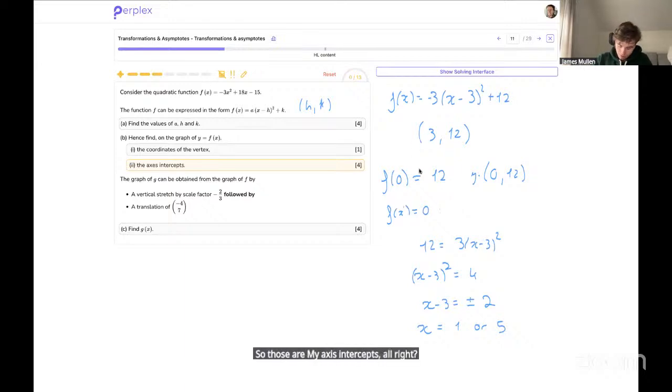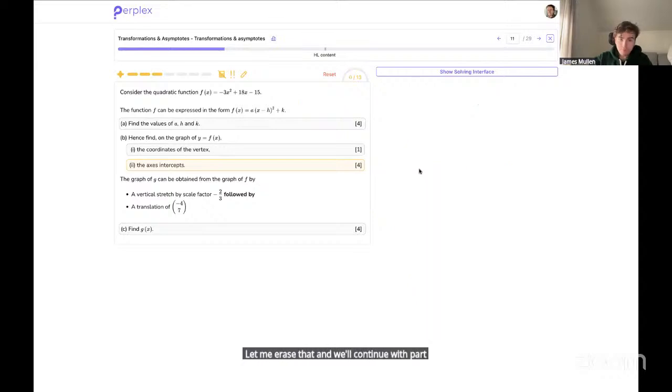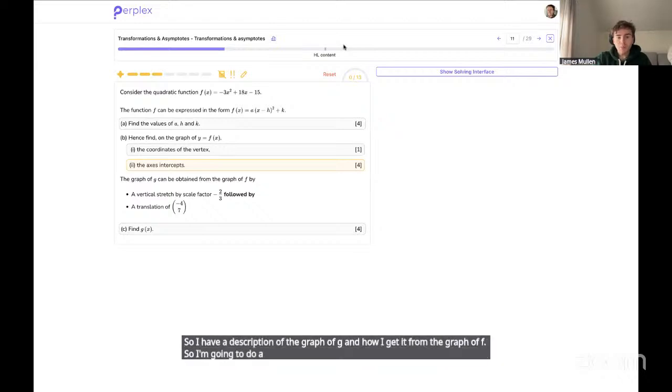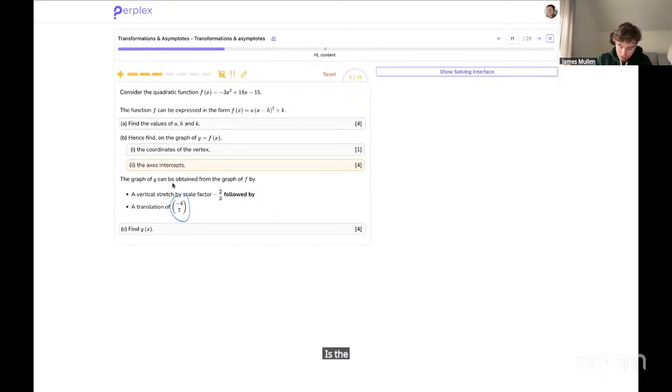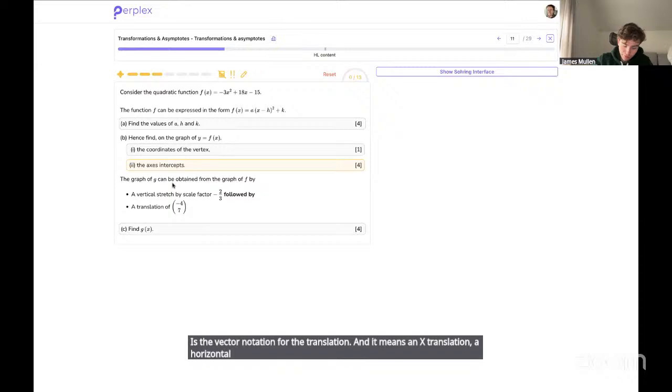Let me erase that and we'll continue with part C. So I have a description of the graph of g and how I get it from the graph of f. So I'm going to do a vertical stretch by a scale factor negative 2 over 3, followed by a translation of negative 4, 7. So this notation is the vector notation for the translation, and it means a horizontal translation of minus 4, so 4 units left, and then a vertical translation of 7 units up.